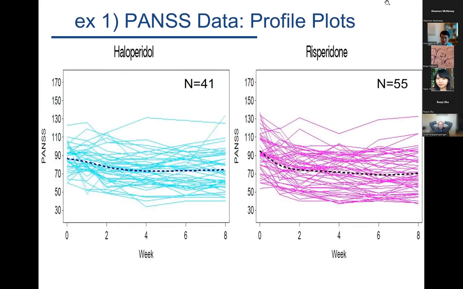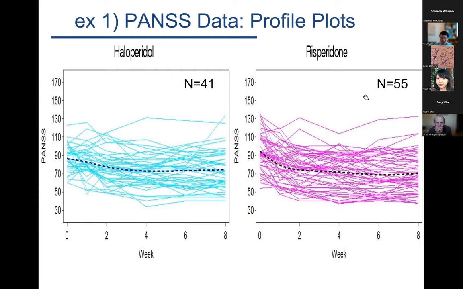So let's first plot the data and see how things look. Because we have two different medications, two groups, we can plot them separated by treatment group. For the first group, we plot their trajectories, each line corresponding to one subject. The y-axis is their PANSS score, and the x-axis is the time, the week at 0, 1, 2, 4, 6, and 8. For everybody, you just connect the dots to make a line indicating each person's trajectory. I also added the average curve here, in the dashed line.